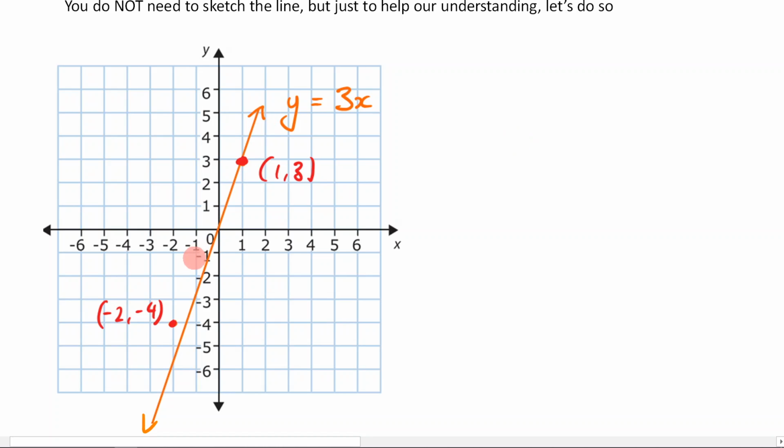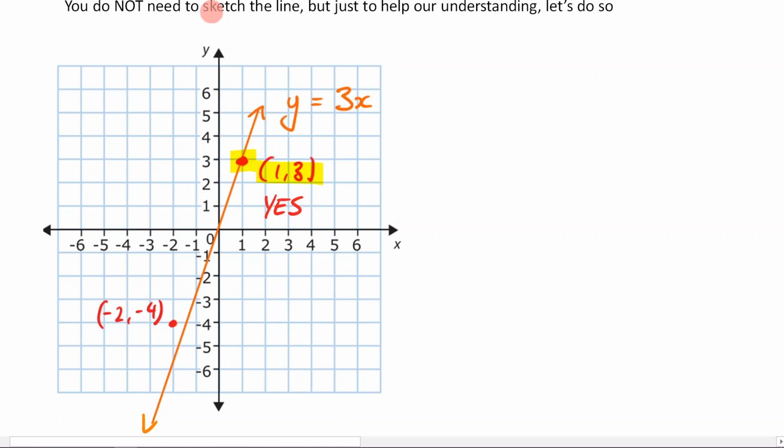And we want to determine whether the point 1, 3, so this point right here, let me highlight it. We're trying to figure out whether this point right here, 1, 3, is on the line. Well, is it on the line y is equal to 3x? It is. It's on the line. It's lying on the line. You can see it right there. It's on the line. So yes.